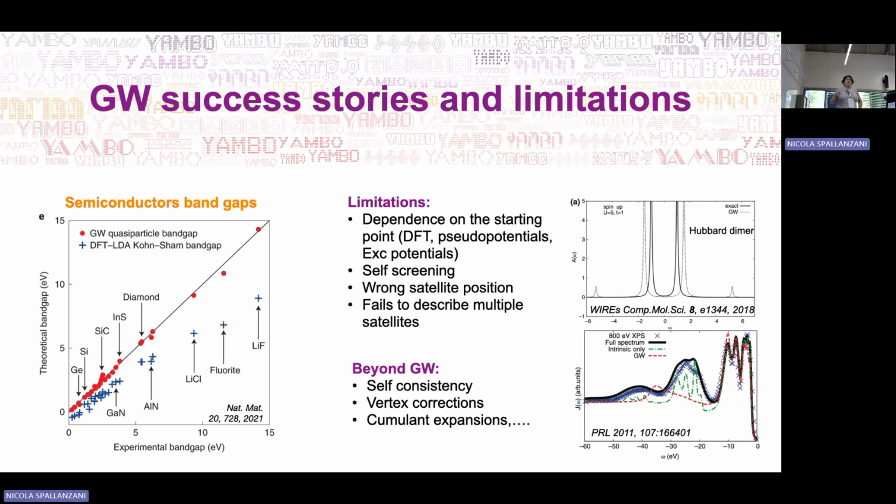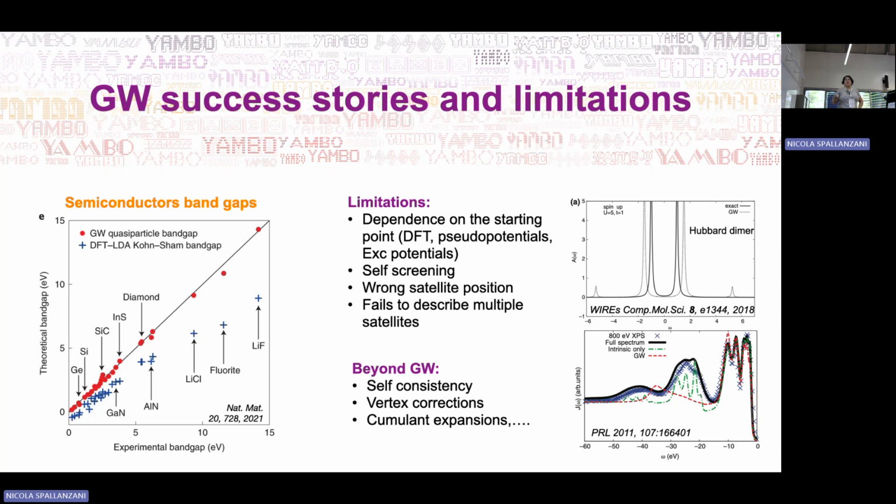The interaction has a self-screening inside that also can cause problems in some cases. Often it gives the wrong position of the satellites. Often it fails to describe the presence of multi-satellites in the spectral function. But of course, we can go beyond DFT.